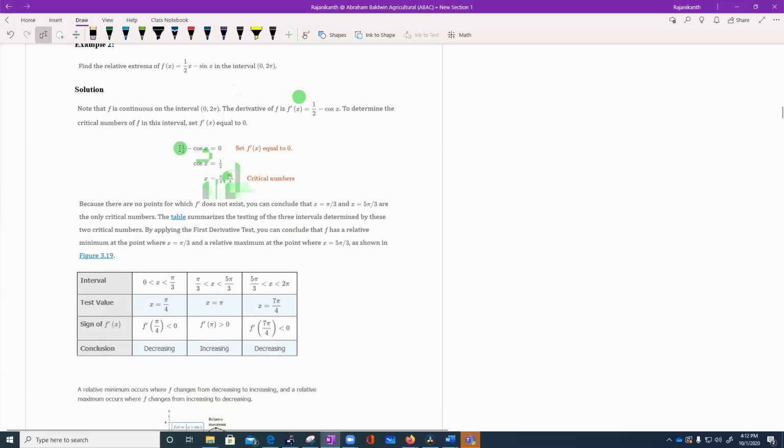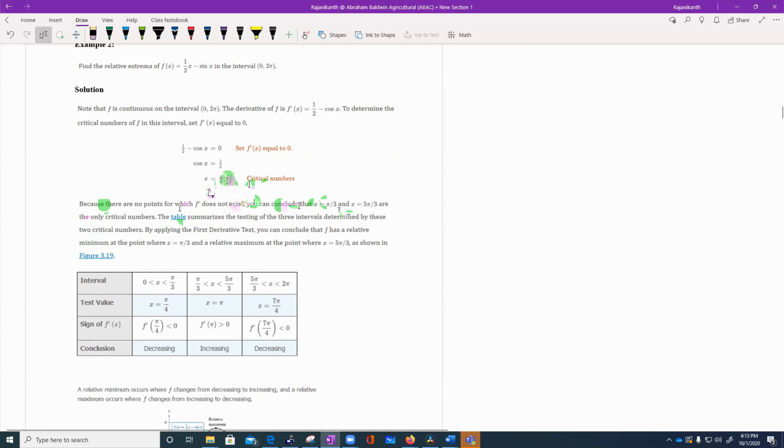Remember, my first derivative function, half minus cosine x, is well defined, right? Well defined throughout this interval. Therefore, the first derivative is well defined, so you will not find any does not exist points. So critical points occurred only at slope 0 points. That is why we have only these two. Okay, so they are explaining that here.